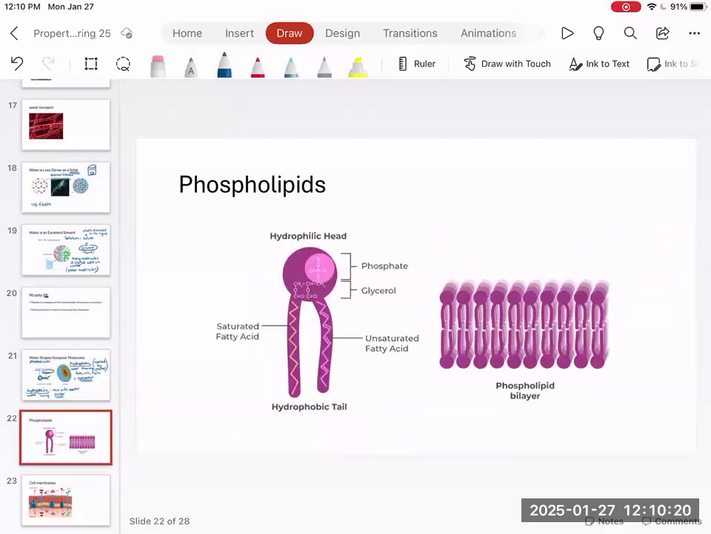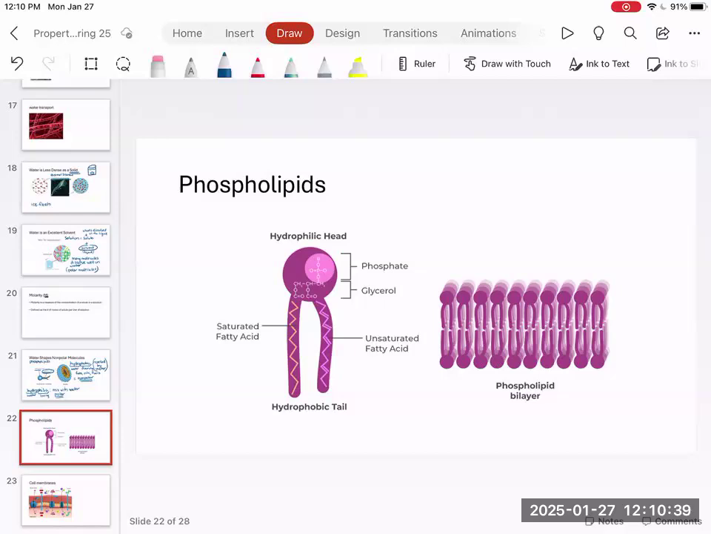Here's another picture of those phospholipids. You can see a little bit more detail. The reason those tails are hydrophobic is they're actually fats. They are fatty acid chains, and we'll learn a lot more about those when we talk about cell membranes. So the head region of this molecule is water loving.